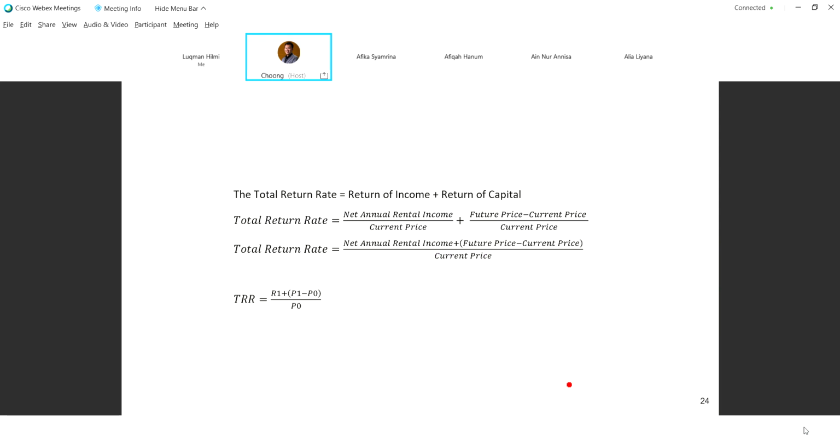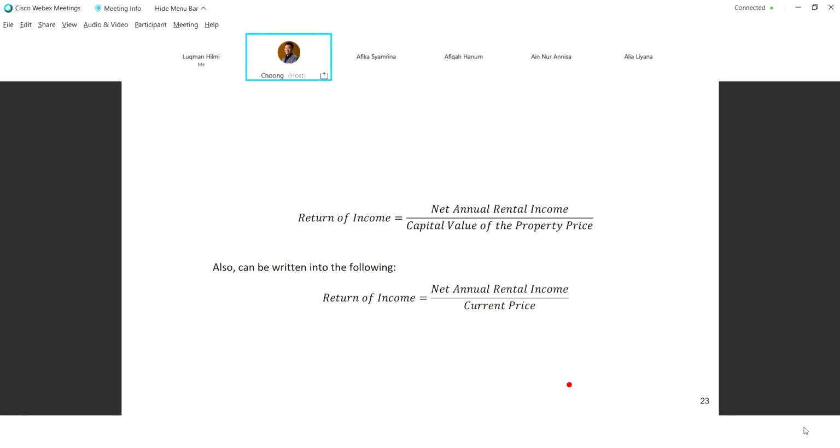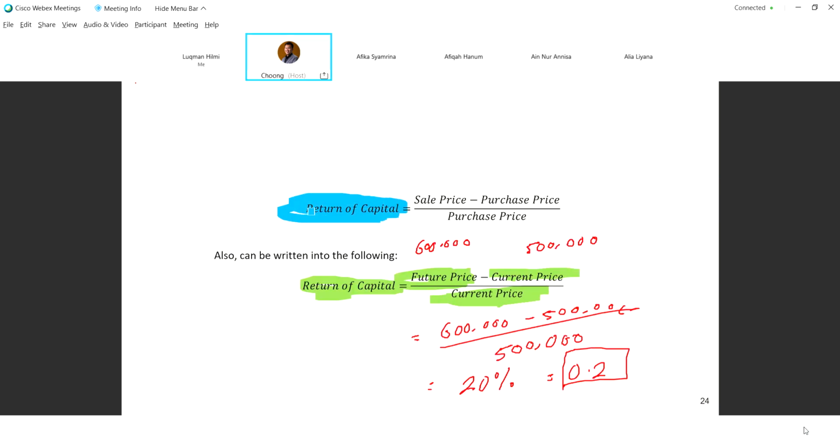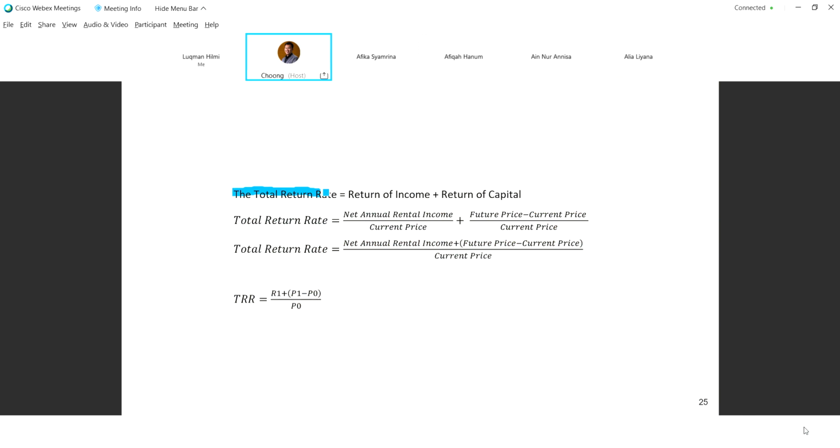So we go further. So the total return rate actually is a return of income plus the return of capital. So return of income is this one. Your return of income, this one, plus your return of capital, this one. So the total return rate is return of income tambah dengan your return of capital.